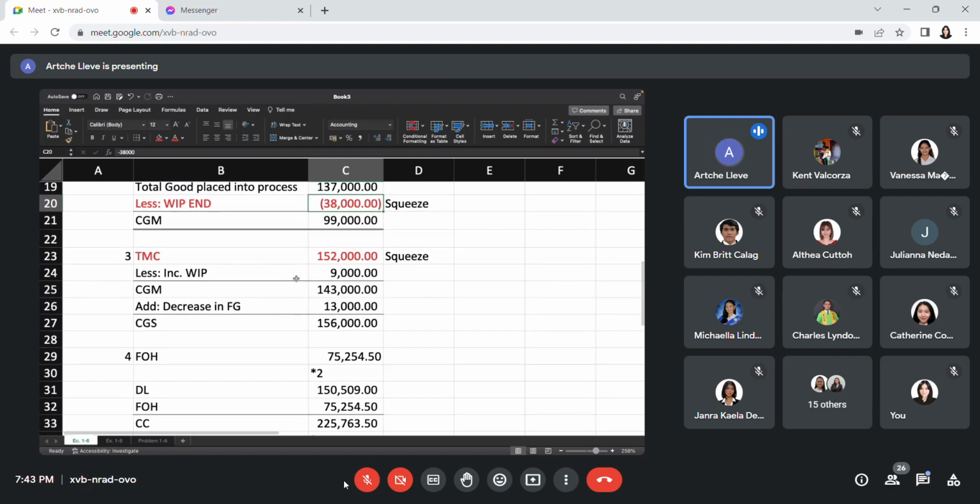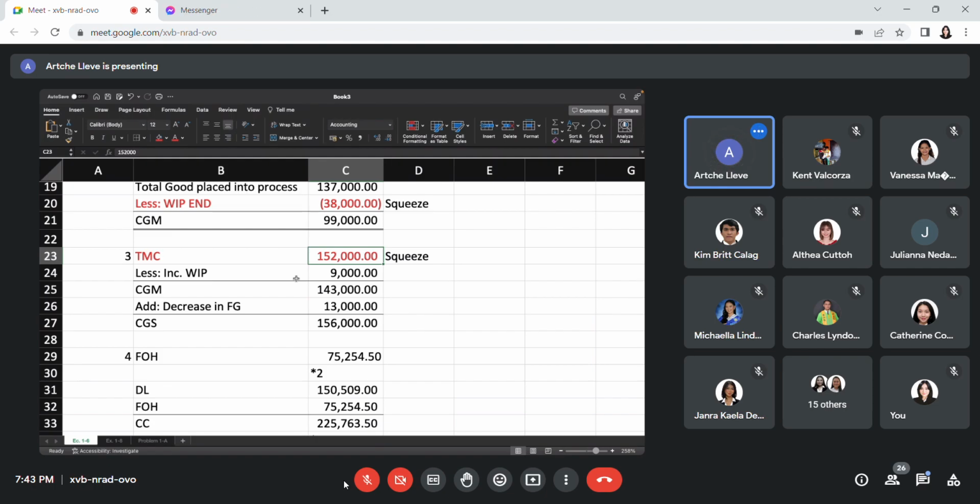Number 3. Now for number 3, it's the same again. So for number 3, you have here cost of goods sold, which is 156,000. Decrease in finished goods, 13,000. And increase in WIP of 9,000. So again, squeeze method. So 156,000 minus 13,000. That will give you 143,000. Then plus 9,000, so that will give you 152,000 as your total manufacturing cost.